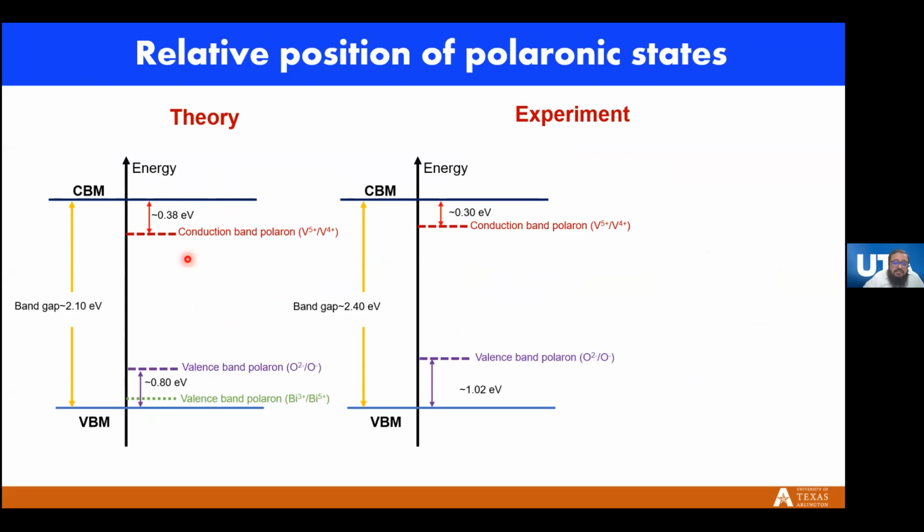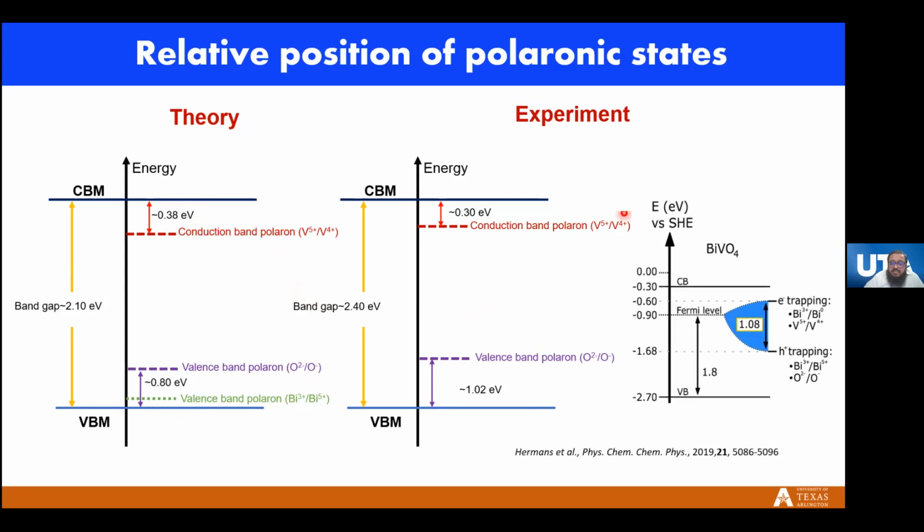So from our theory, what we have found is that the electron polaron formed at approximately 0.4 from the conduction band minimum, and the hole polaron created about 0.8 electron volt above the valence band maximum. If we compare the numbers, 0.38 versus 0.3, 0.80 versus 1.02, I would consider these a good agreement given the fact that DFT does not have a very good reputation in reproducing strongly correlated systems. But for the polaron, the modeling technique we have used serves us well.